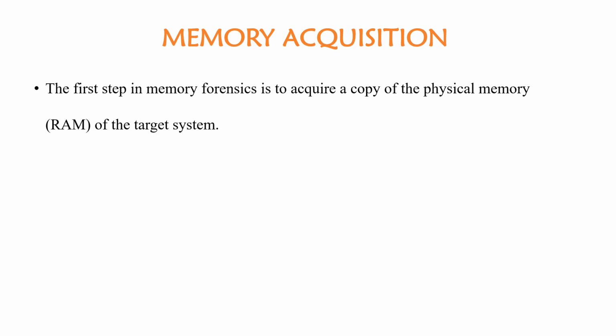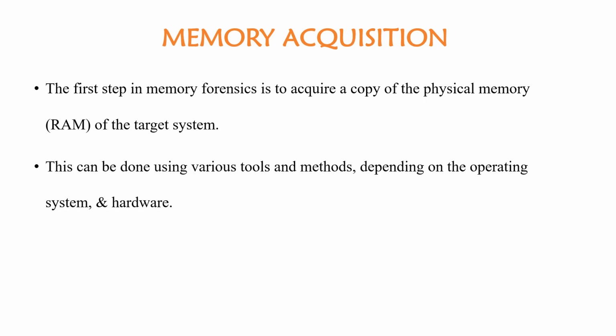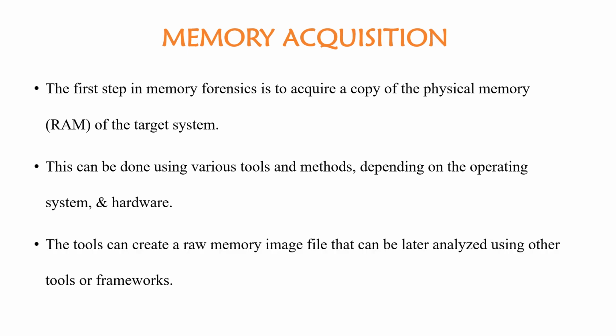Next, we will see what is memory acquisition. During the investigation process, first the memory dump is acquired from the system, that is the RAM, random access memory. Here different tools are used to acquire the memory, like DumpIt, and the tools also depend on the operating system and the hardware. These tools create the raw image file, which is analyzed later using different tools or frameworks like the Volatility Framework.